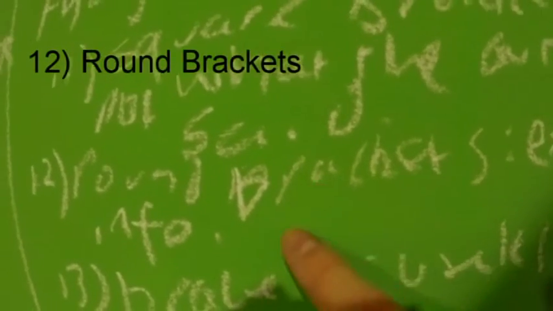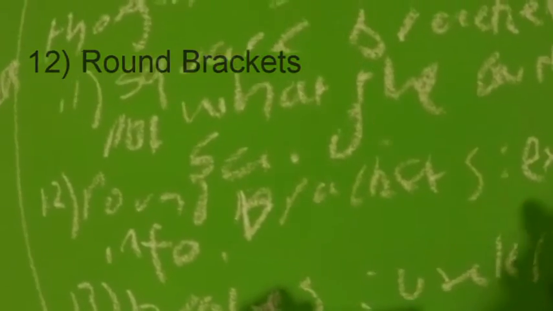Everyone knows what round brackets are, correct? They're just round brackets, right? But they're different from square brackets. So I want to talk about these 2 primarily. So what are your round brackets? Your round brackets are there to add information into the sentence, add extra information into the sentence.